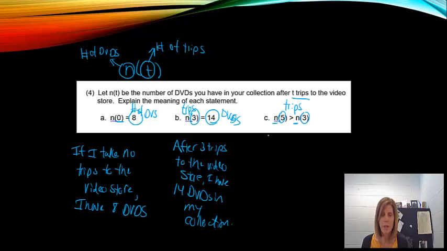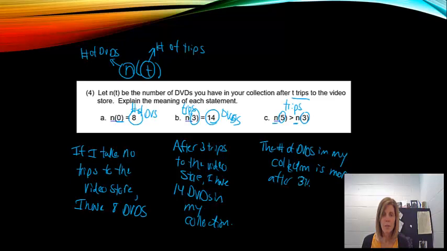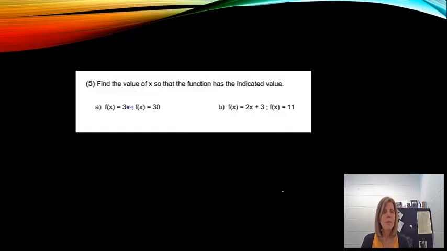So I'm going to just say that the number of DVDs in my collection is more after 5 trips than it was after 3 trips. And that totally makes sense. The more trips I make to the video store, the more I'm going to have in my collection, is all that is talking about. Alrighty, problem number 5.